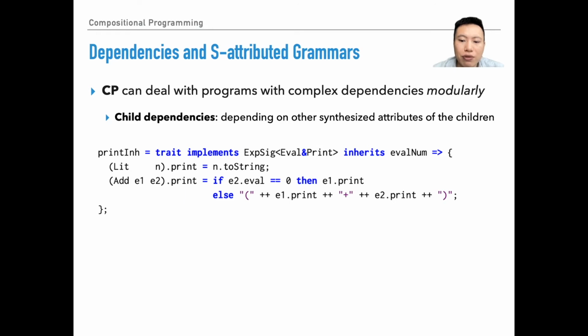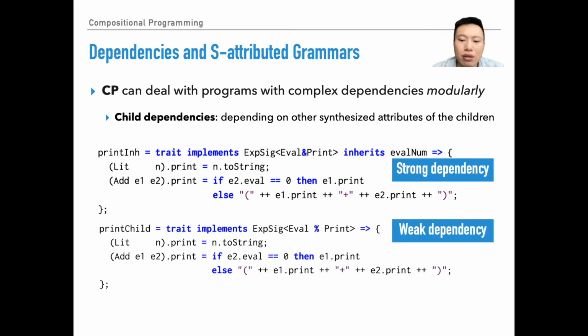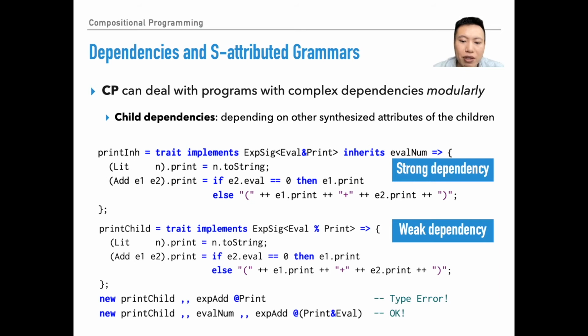Although the code from eval num is reused, it tightly couples printing with a particular implementation of evaluation, making it less modular. The dependency can be weakened by changing the ampersand in the symbol to a percentage symbol and removing the inherit clause. This is a special way of expressing dependencies on sorts. Now, print child cannot be instantiated alone.